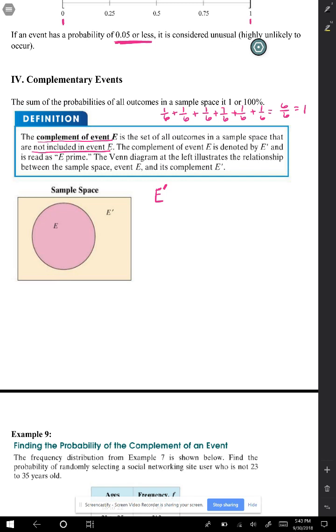The Venn diagram here illustrates the relationship. So you have a sample space. In here you have all of the things that do occur in event E, all the things that are included in event E, and then outside you have all the things that are not included in event E. So inside the circle, event E, outside the circle, those things that are not included, and that would be E prime.